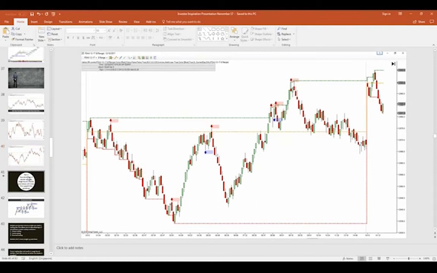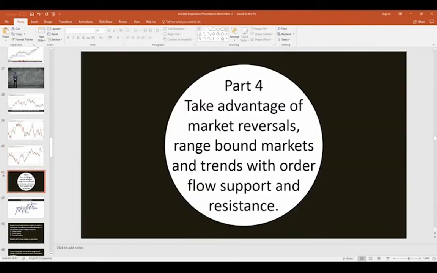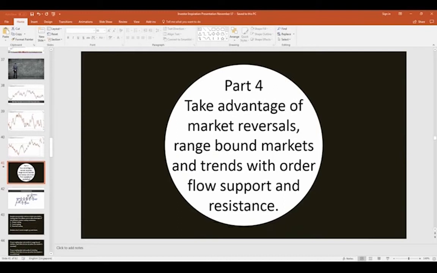But the markets are made up of many different participants and many different time frames doing trades for many different reasons. So the fourth part I want to talk about is taking advantage of market reversals, range-bound markets, and trends with order flow and support and resistance.